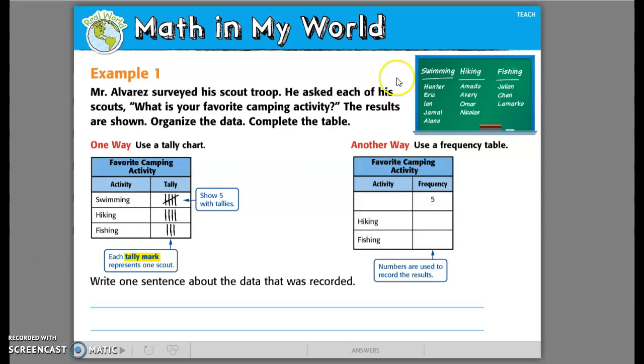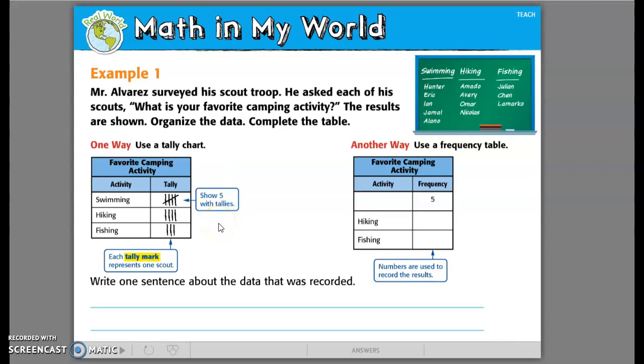And in example 1, you can see there is a chalkboard up here that has 3 words as headings: swimming, hiking, fishing. Mr. Alvarez surveyed his scout troop. He asked each of his scouts, "What is your favorite camping activity?" The results are shown. Organize the data and complete the table. So one way is to make a tally chart.